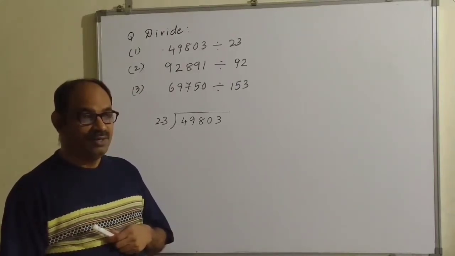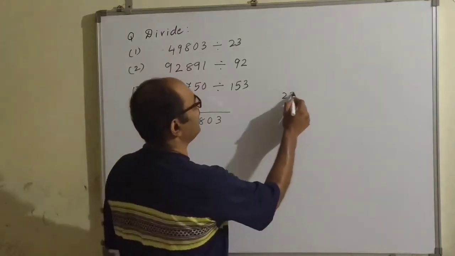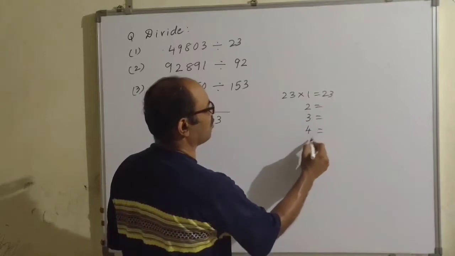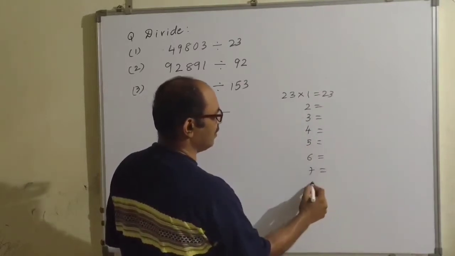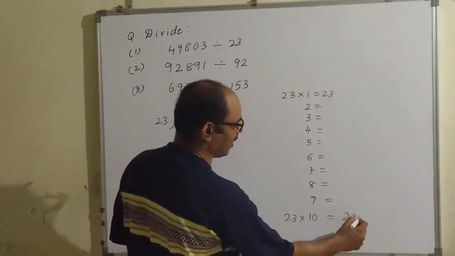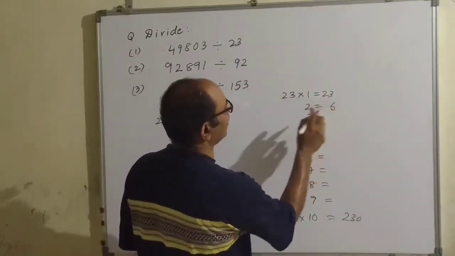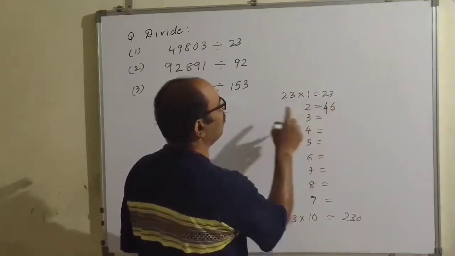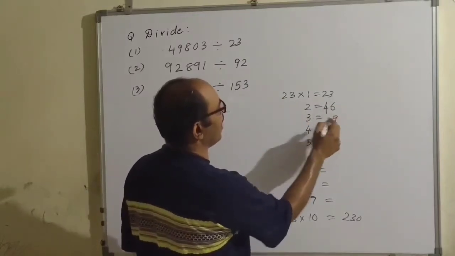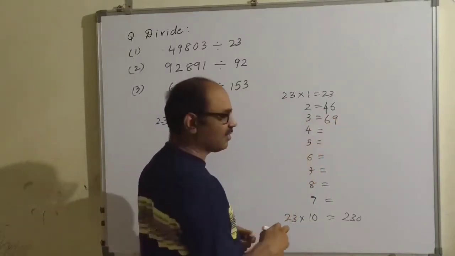So what will you do? Prepare a table? Yes, possibly if you want. 23 ones are 23. Then 2s are, 3s are, 4s are, and so on up to 10s. You know 23 10s is 230. Below, just multiply. 2 3s are 6, nothing is carried over. 2 2s are 4. So 23 2s are 46. Now 23 3s: 3 3s are 9, nothing is carried over, 3 2s are 6. So 23 3s are 69.